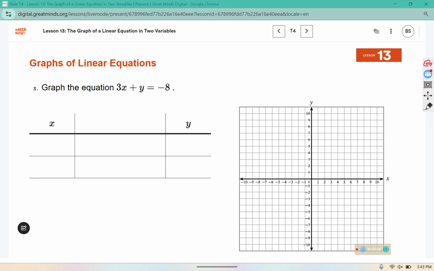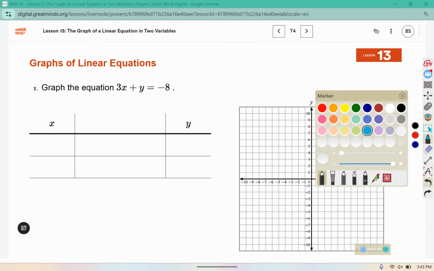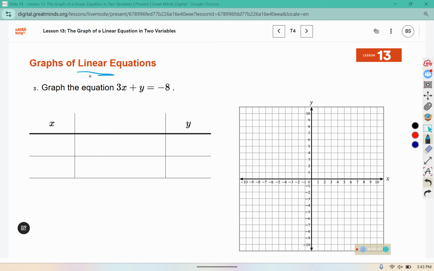Let's start by thinking about, is this equation linear or nonlinear? Well, the x and the y both have an invisible exponent of 1. So this is a linear equation. If it's linear, what should the graph look like? Well, that word linear tells us that it should look like a straight line.